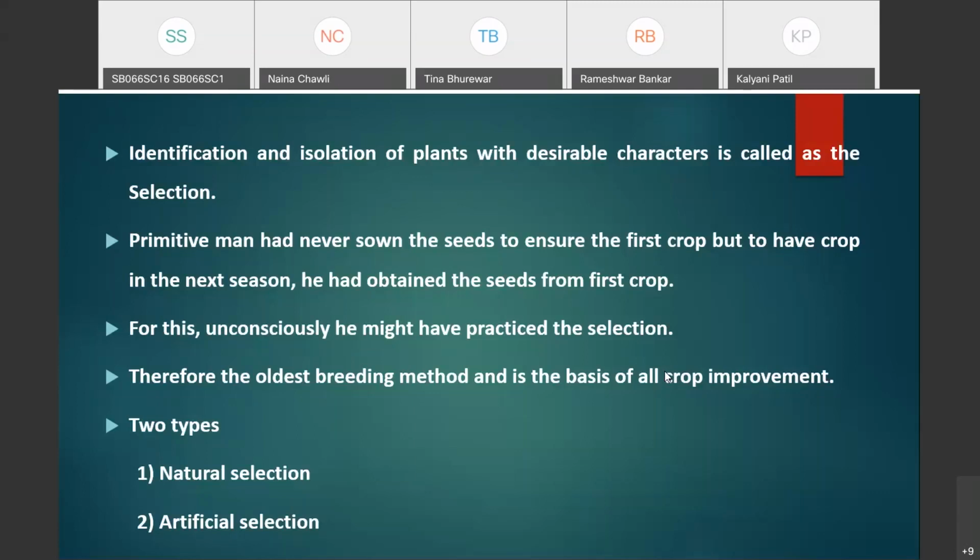After selection, domestication was carried out. That is how agriculture was started. That's why selection is considered the oldest breeding method and it is the basis of all crop improvement. Then there are two types of selection. The first one is natural selection and the other one is artificial selection. Remember, the question may be asked as an MCQ: the oldest breeding method is selection.